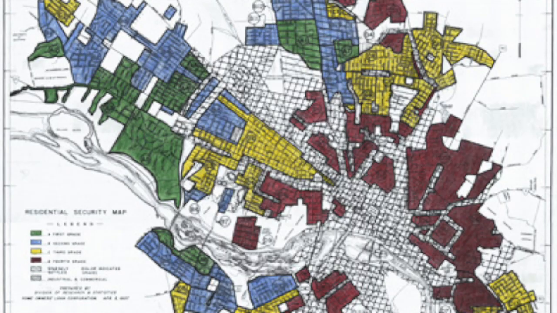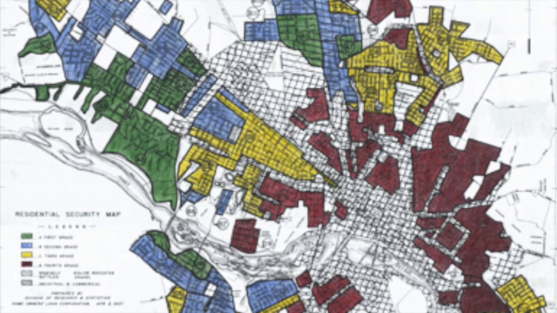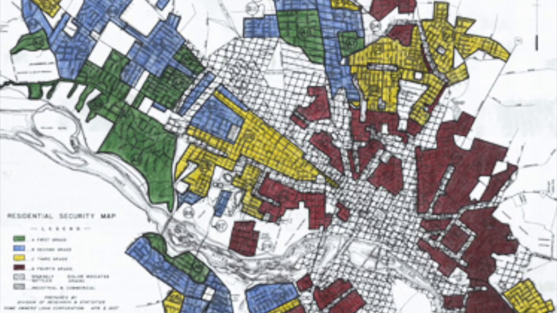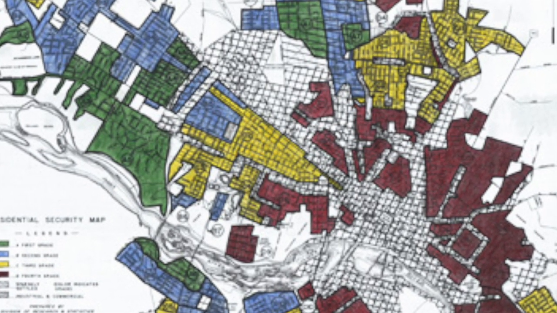Hey everyone! For the next month, we're going to be working on the Mapping Inequality project that I described in the syllabus. This video is intended as a brief introduction to the website you're going to use as you complete that project. This project will ask you to explore a series of so-called security maps produced by an agency of the federal government called the Home Owners Loan Corporation, or HOLC.